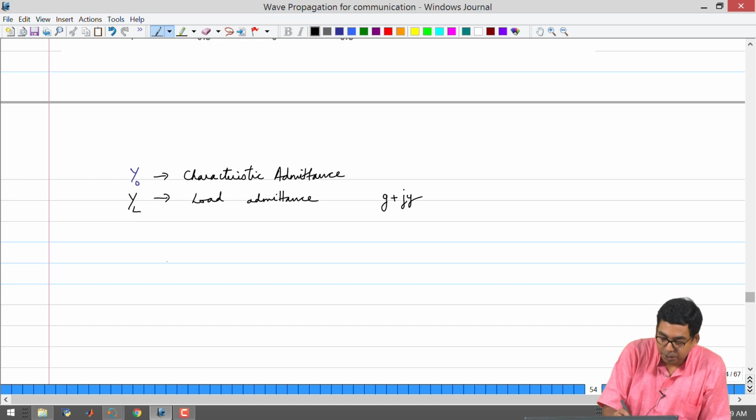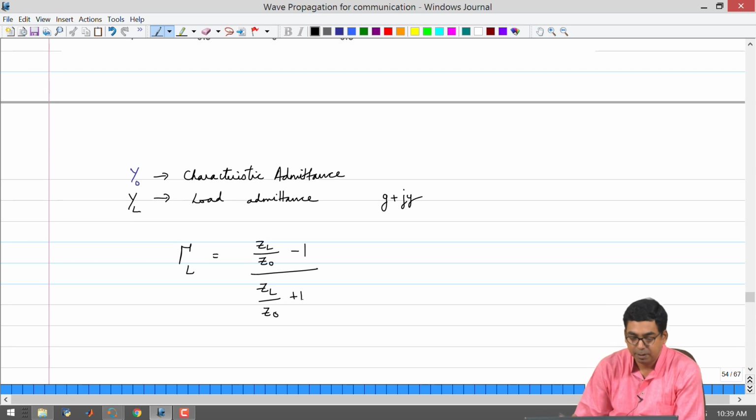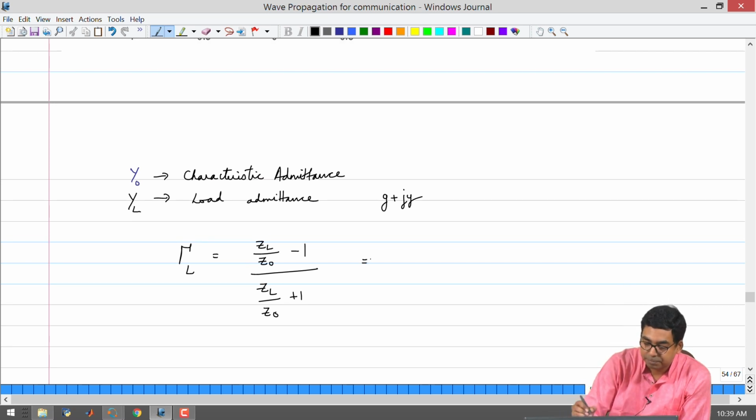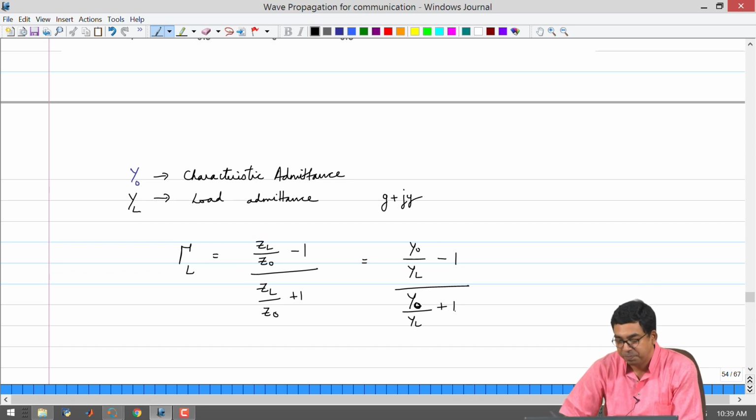So, you could go back to your reflection coefficient formula. We had gamma equal to (ZL by Z naught minus 1) divided by (ZL by Z naught plus 1), that is what we had. So, we could always write this down in terms of admittances as (Y naught by YL minus 1) divided by (Y naught by YL plus 1). This would be the way to calculate the reflection coefficient given the admittances.